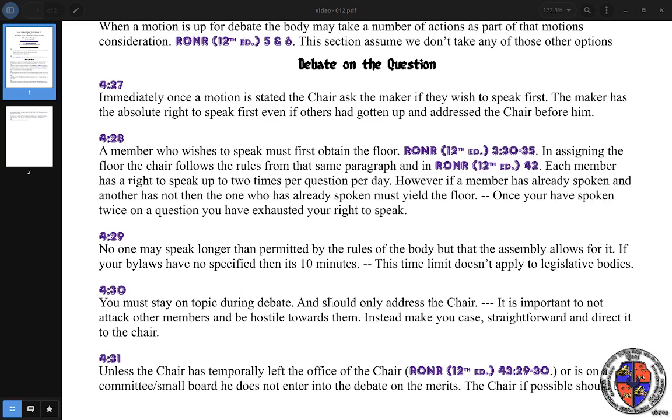Everyone has a right to speak twice. Now, if you've already spoken, you have to yield to somebody who hasn't spoken. And you want to alternate between people who are in favor and people who are opposed. So if the maker just spoke, he's in favor of it. He made the motion. And so if you have more than 2 people who want to speak, if one of them is opposed, even if they sought the floor second, they should get the floor, because you want to have that back and forth.